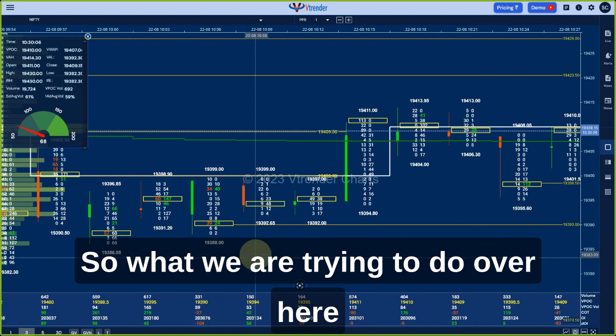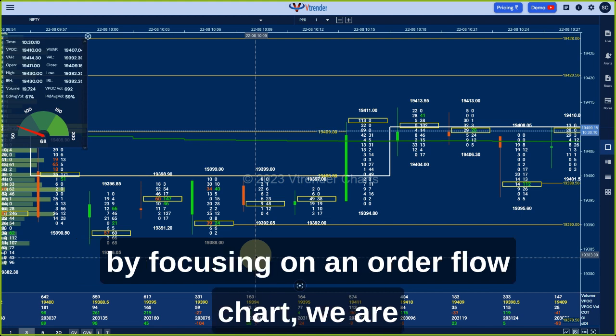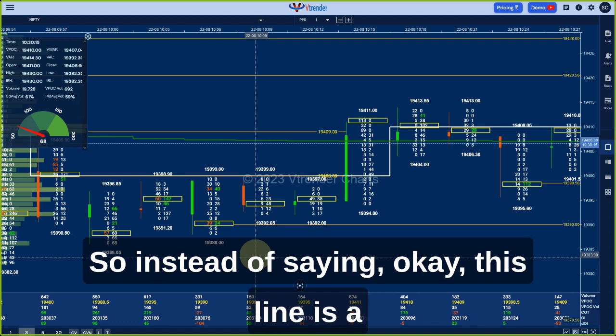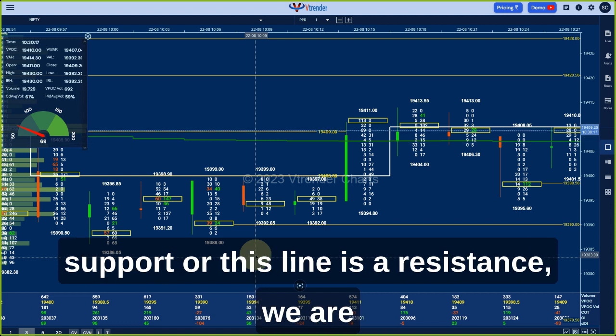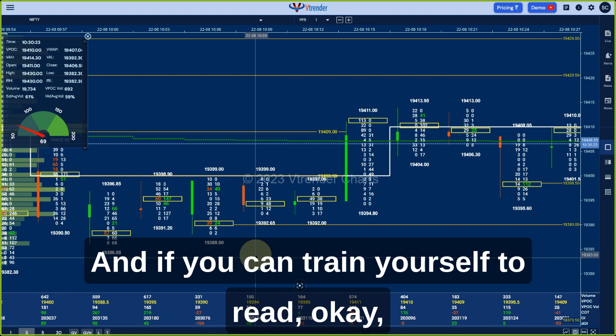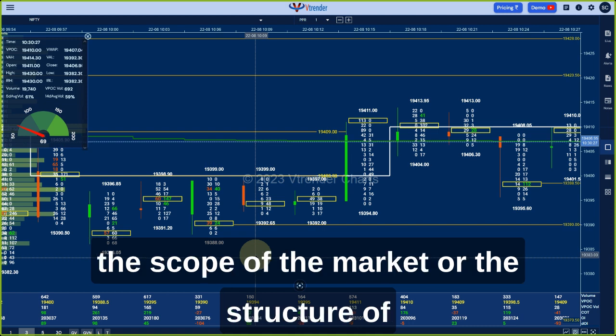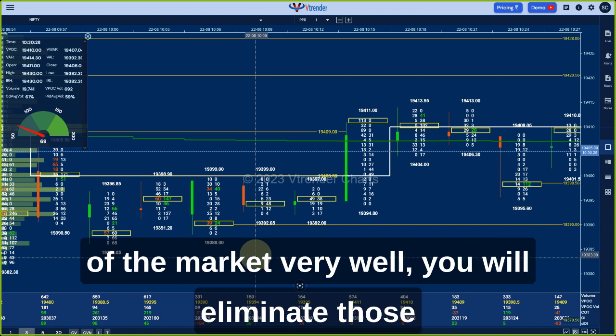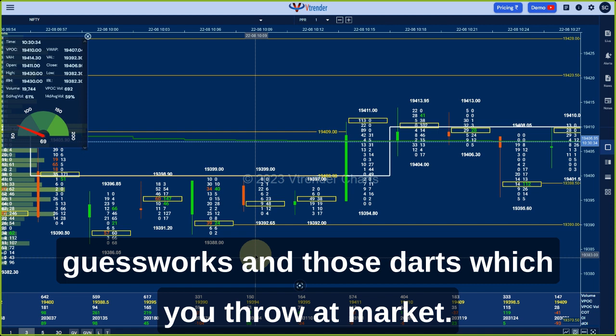So what we are trying to do over here, by focusing on an order flow chart, is taking the guesswork out of the market. So instead of saying this line is a support or this line is a resistance, we are letting order flow lead us into it. And if you can train yourself to read the scope of the market or the structure of the market and the flow, the demand and supply of the market very well, you will eliminate those guesswork and those darts which you throw at the market.